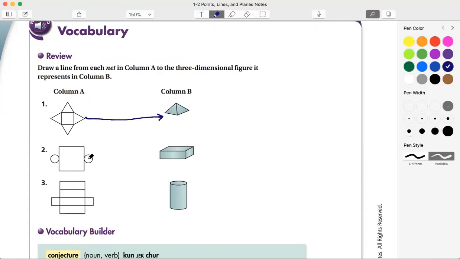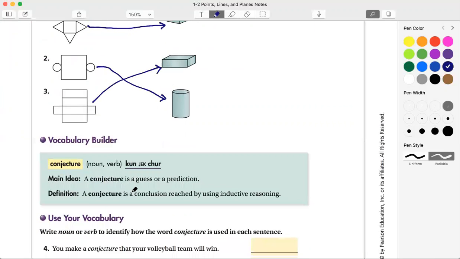All right, so this one, when I fold the circles up and I roll it, it looks like I get a cylinder. Here, when I roll all the rectangles together, it looks like I get a box, and there we go. All right, so some new vocabulary here.